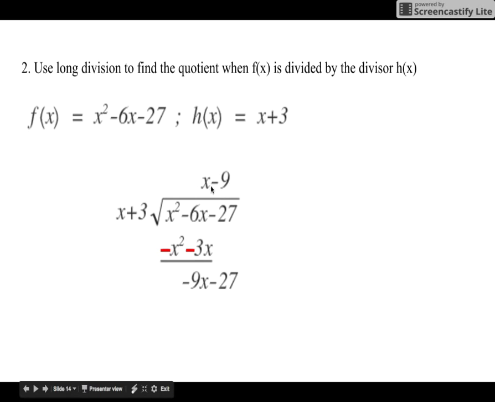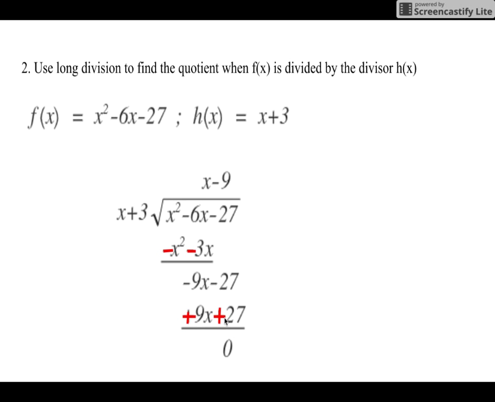So now we have a negative 9 up here, and we're going to multiply that by x like we did when we first found these. Now, negative 9 times x will give us negative 9x. And 3 times negative 9 will give us negative 27. Now, remember, we need to change the signs. So these two will both change to positive. So now we're going to do this problem out. So we have negative 9x plus 9x, which will give us 0, and negative 27 plus 27, which will give us 0. So therefore, we have a remainder of 0.